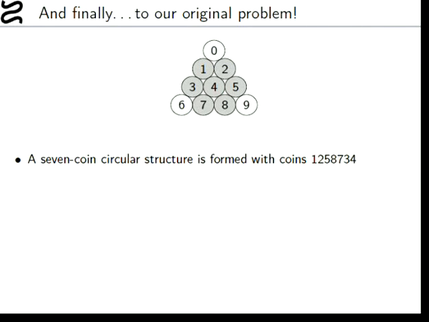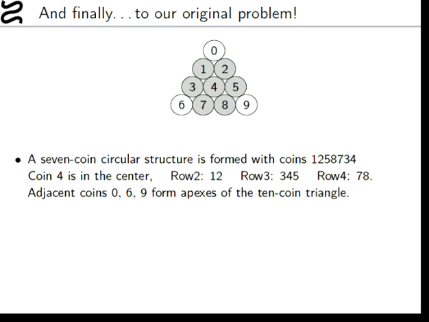A 7-coin circular structure is formed with coins 1 2 5 8 7 3 4. Coin 4 is in the center of this circular structure. Row 2 contains coins 1 2, row 3 contains coins 3 4 5, row 4 contains coins 7 8. There are 3 coins adjacent to this circular structure, coins 0, 6, and 9. These 3 coins are the apexes of the 10-coin triangle.